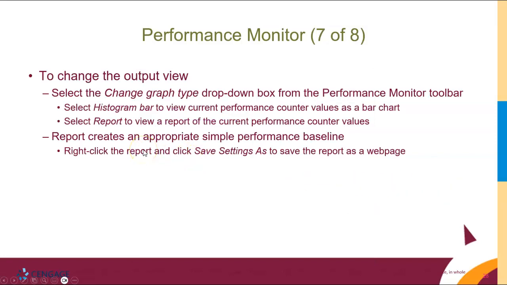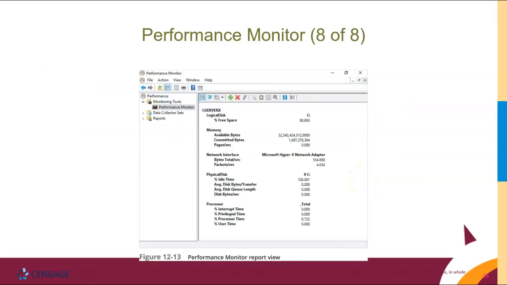You can also change the output view. You can change the graph type to a histogram bar to view the performance counter as a bar chart, or you can choose a report. The report creates a simple performance baseline, and then you can save the report as a web page essentially. So here's what the performance report looks like. It's just not in a graph view.